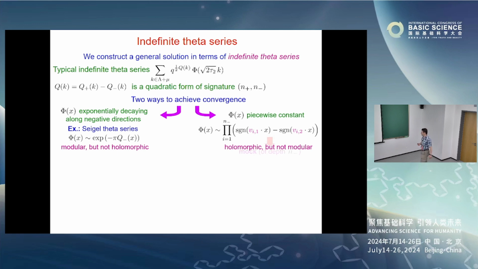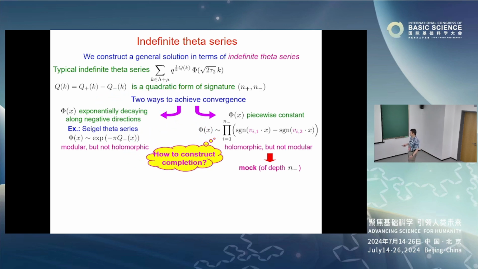And in fact, this is the canonical example of a mock modular form, which in this case has depth n minus 1, where n minus is the number of minuses in the quadratic form. And at this point, it's also natural to ask: can we construct a modular completion for such indefinite theta series? And the answer is yes.